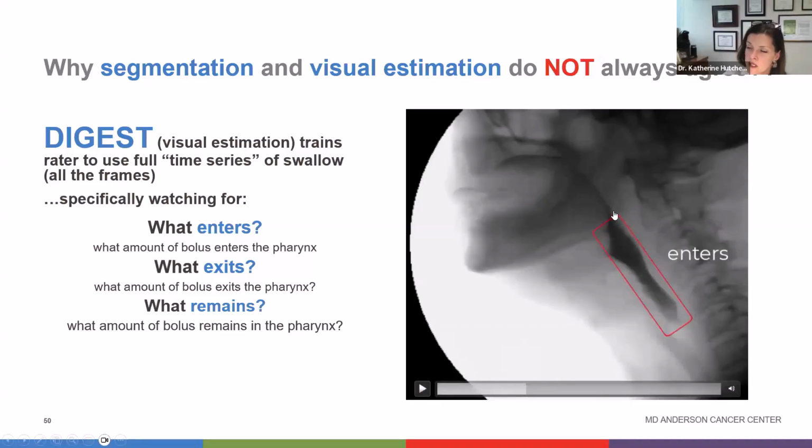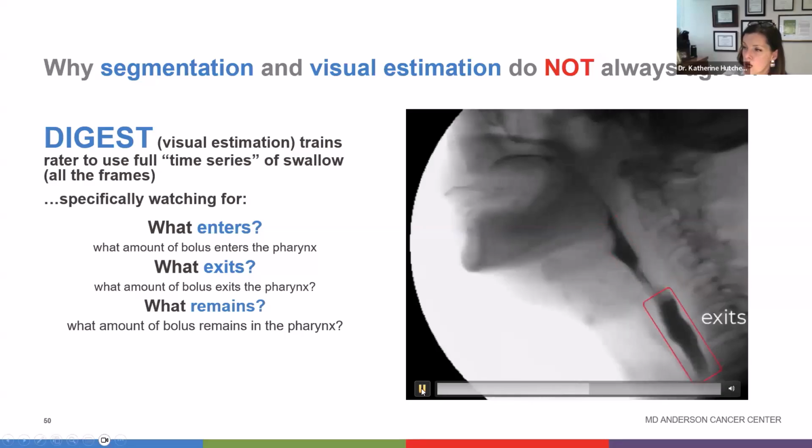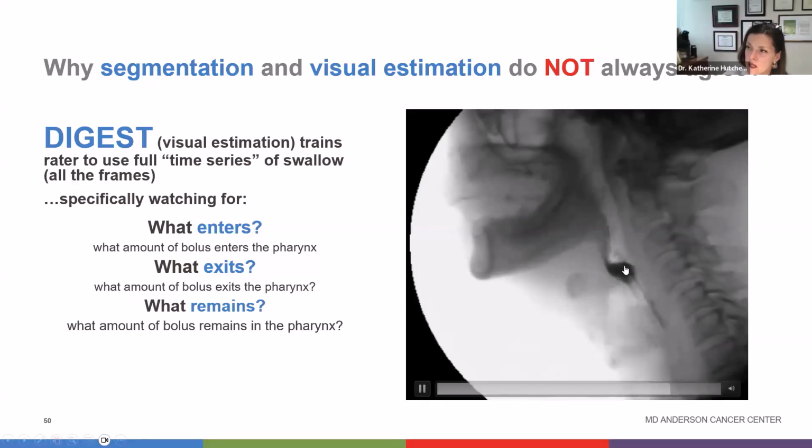So I would be able to draw a boundary around this total bolus and say that was my 100%. When I watch it exit, I can say more than half of that total bolus looks like it's going into the UES. And then this is what I would segment as the amount of residue that's retained in the second part of using a segmentation-based approach.